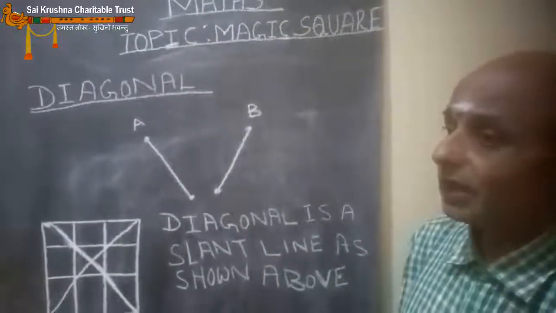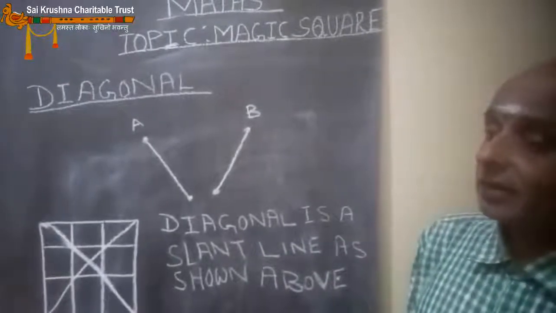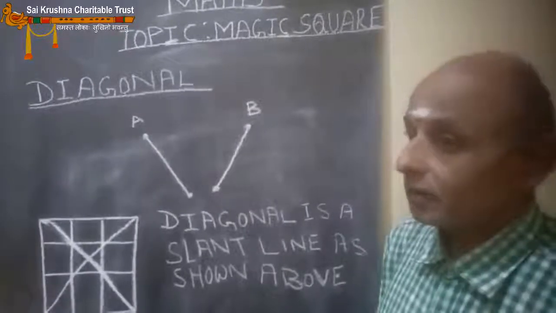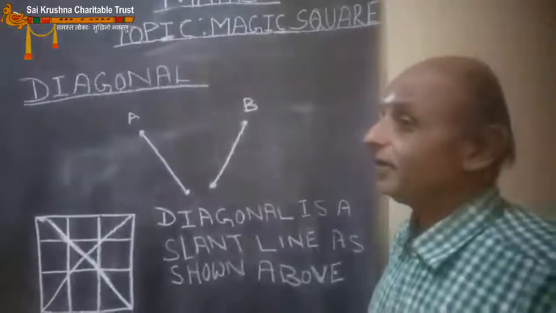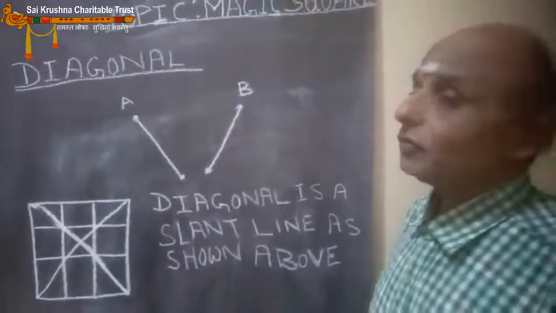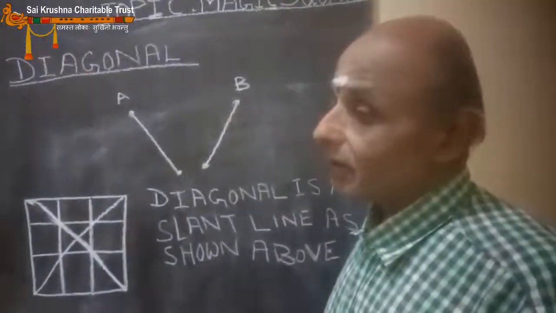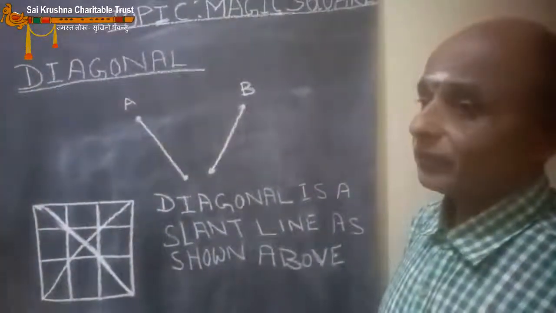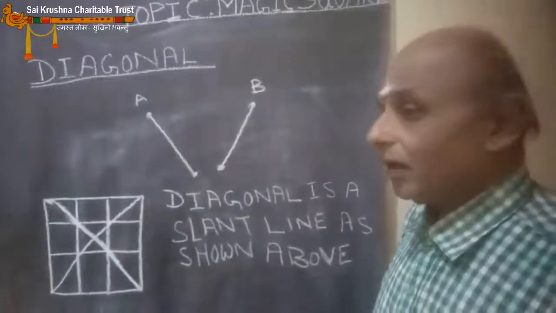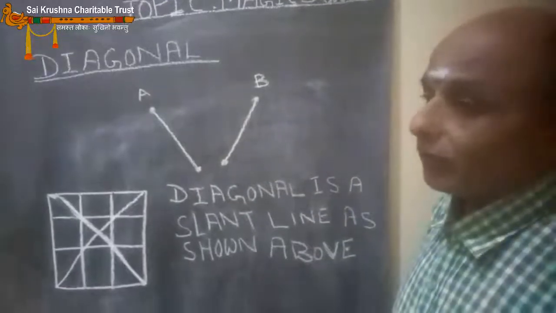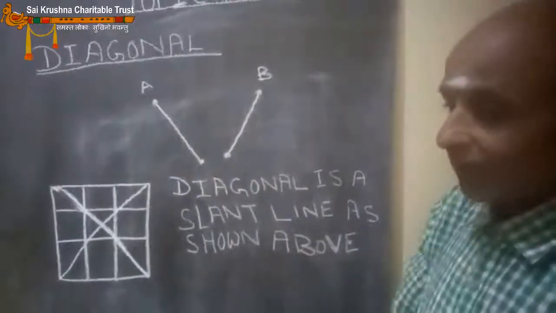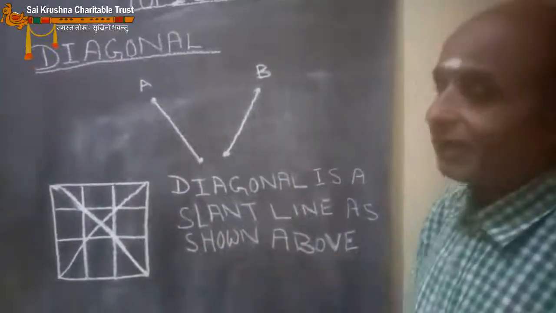Today I will be dealing with magic squares, and before we actually start discussing magic squares, we need to understand the term diagonal. What do we mean by a diagonal? When we draw a line, we draw varieties of lines: straight line, vertical line, slant line.